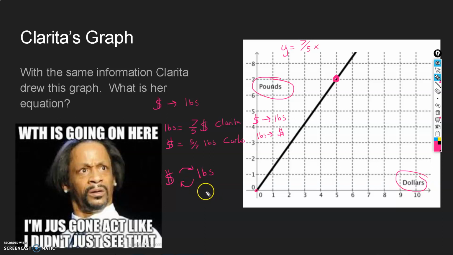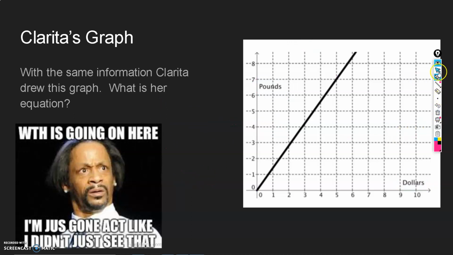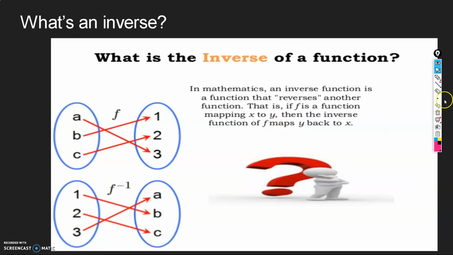Inverse functions are just simply that. Oh, you have a function that goes this direction? My inverse function is going to put it down, flip it, reverse it, and go the opposite direction. That's all it is. So let's see this in a little more laid out detail. An inverse function in math is a function that reverses another function.